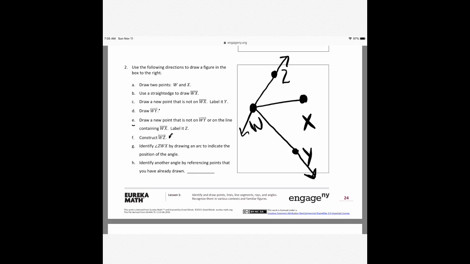Then it says identify angle ZWX by drawing an arc to indicate the position of the angle. And here what's important is that middle letter, which is W. And that shows me that that's the vertex, and an arc is basically just a part of a circle that's going to show where the angle is. So I'm going to use this blue color to start at Z, go to W, and then X. Oops. So Z, W, and then W to X, and then I'm going to have an arc there to show that that's my angle.